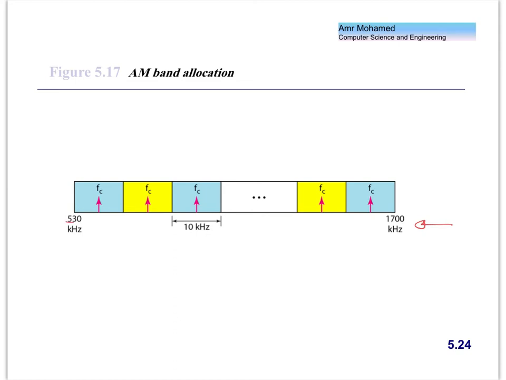However, when we take a look at AM radio, and you can verify that on your radio physically, AM radio will start from 530 kilohertz all the way to 1.7 megahertz, right? We'll see how FM radio is arranged later. And as you can see, each station in AM radio will have a bandwidth of 10 kilohertz. Why 10 kilohertz? Didn't we say that it is 8? Yes, Mohamed.